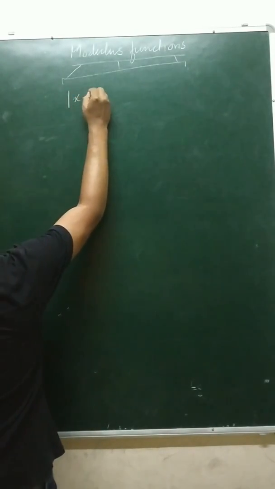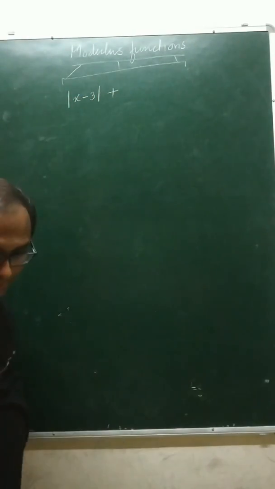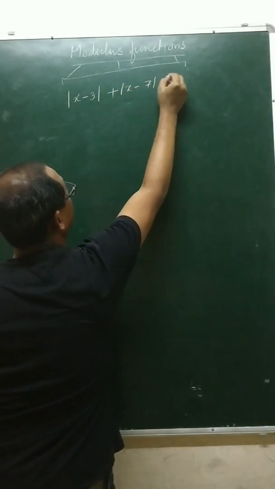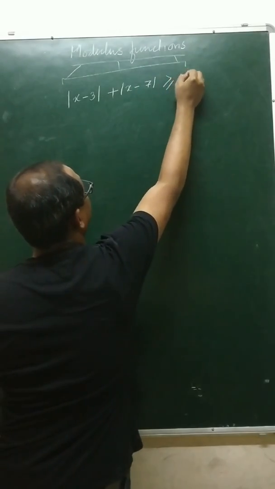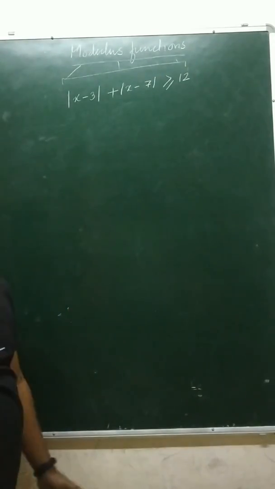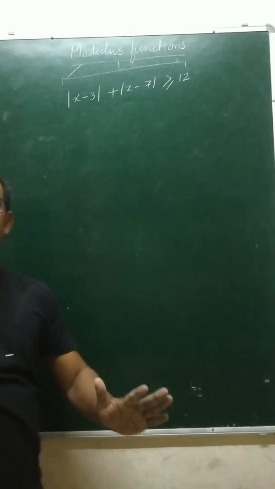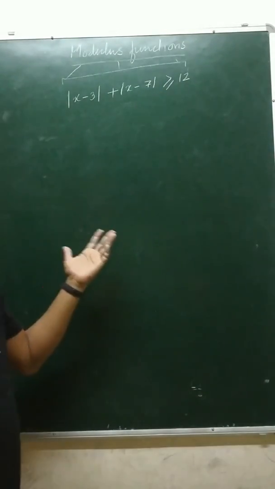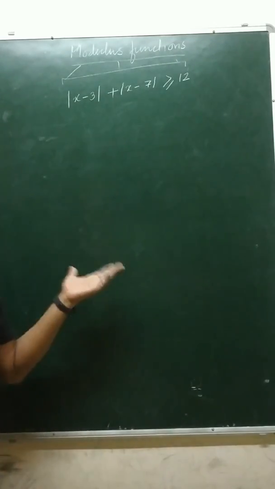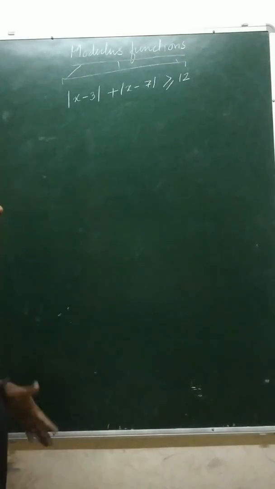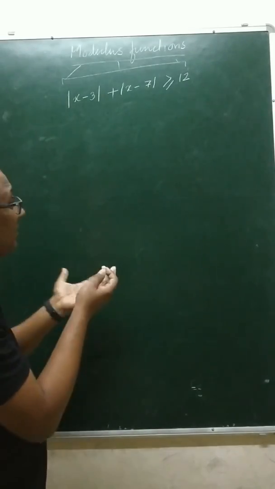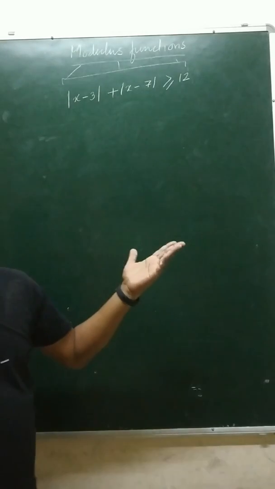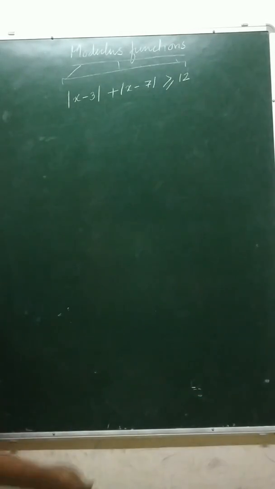Modulus of x minus 3 plus modulus of x minus 7 is greater than or equal to 12. Obviously, as I said, you need to know both the methods clearly. You need to know how to solve it algebraically, and obviously you need to know how to solve it graphically. The graphical method is so very important, because once you see what is happening, it becomes very easy.